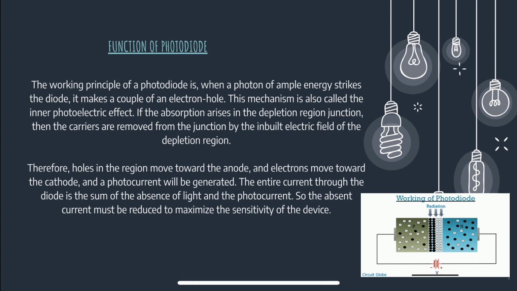The entire current through the diode is the sum of the dark current, in the absence of light, and the photocurrent. So, the dark current must be reduced to maximize the sensitivity of the device.